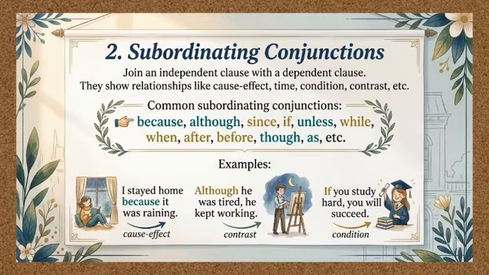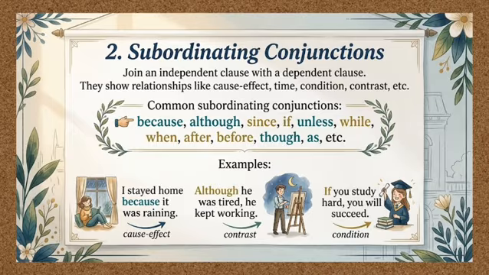Now let us move ahead to the second type of conjunction, that is subordinating conjunction. Now, the subordinating conjunctions join an independent clause with a dependent clause. They show the relationship like cause and effect, time, condition, contrast, etc. Some common subordinating conjunctions used in the sentences are because, although, since, if, unless, while, when, after, before, though, as, etc.